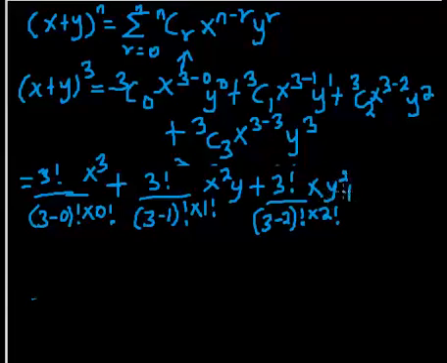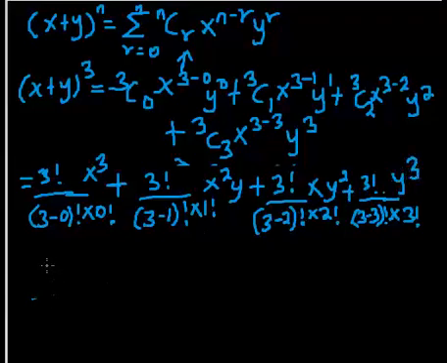Okay, the last but not the least, I have 3 combination 3, so I have 3 factorial divided by 3 minus 3 factorial, then times 3 factorial. Of course we have x raised to the power of 0, which is 1, I don't need to write that down. And then y raised to the power 3.